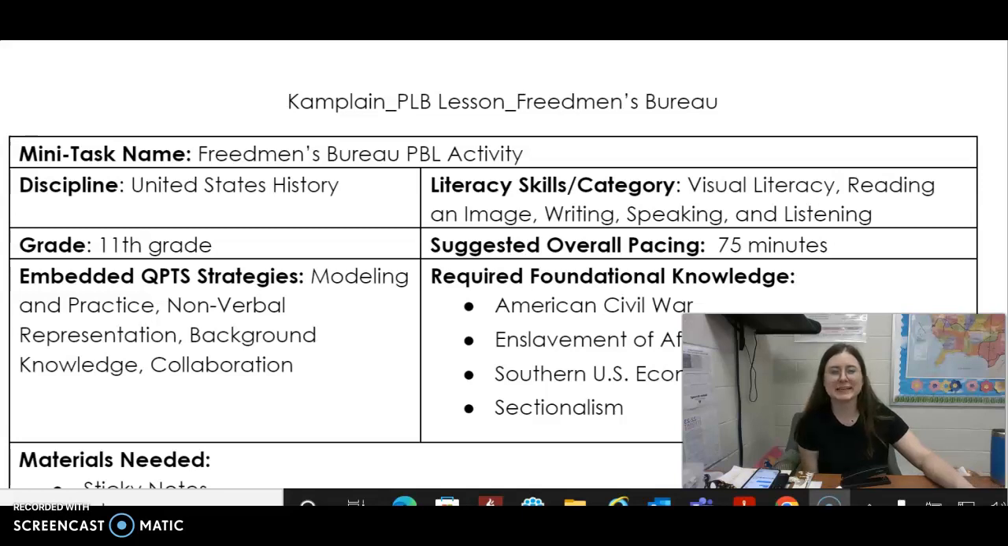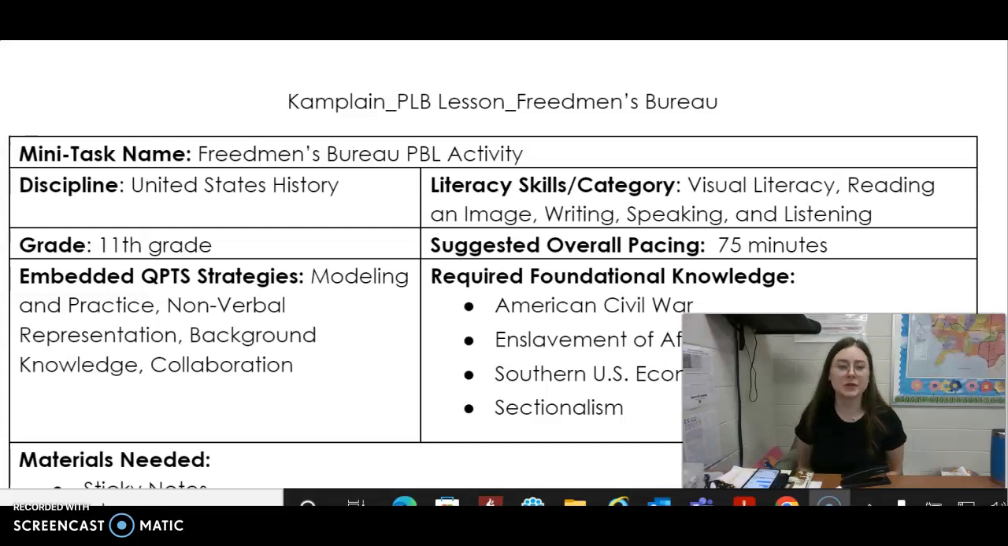Hello, my name is Kelsey Camplain, and I'm going to be walking you through my problem-based learning activity that covers the Freedmen's Bureau. This activity is for United States history, and it is designed for an 11th grade class because it follows the Gwinnett County Standards of Education, and under those standards, you do learn about United States history once you get to 11th grade.